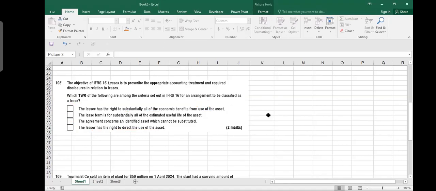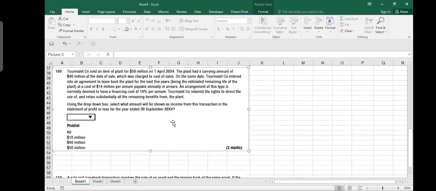Okay, then comes our next question, 109. Let's read the question first. Requirement. Using the drop-down box, select what amount will be shown as income from the transaction in the statement of profit or loss for the year ended 30th September. So 109.